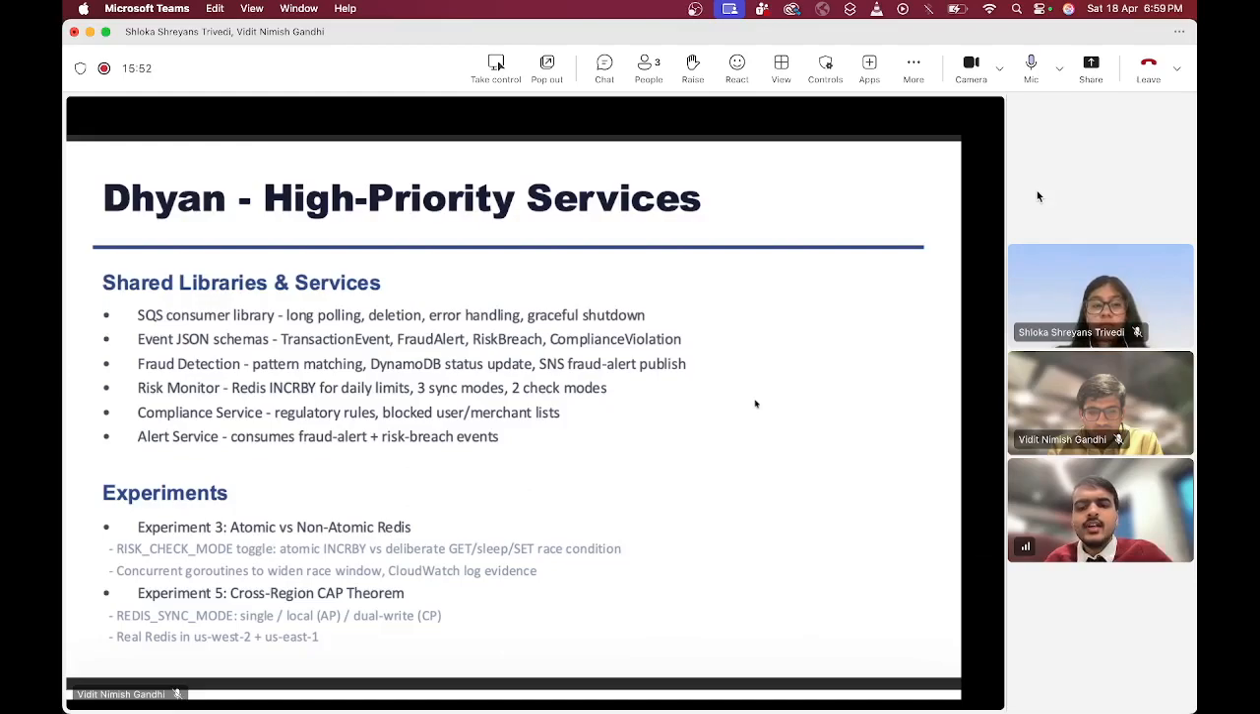I also defined the event JSON schemas as structs, which serve as a contract between the services: transaction event, fraud alert, risk breach, compliance violation. Every service serializes and deserializes using these shared types.